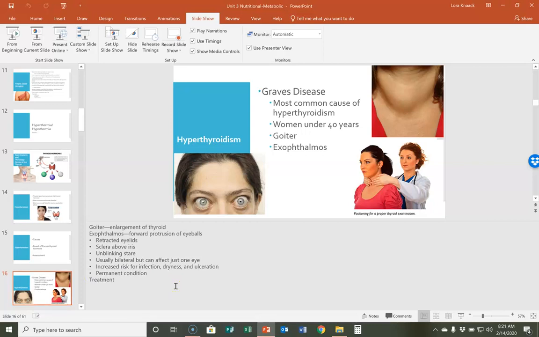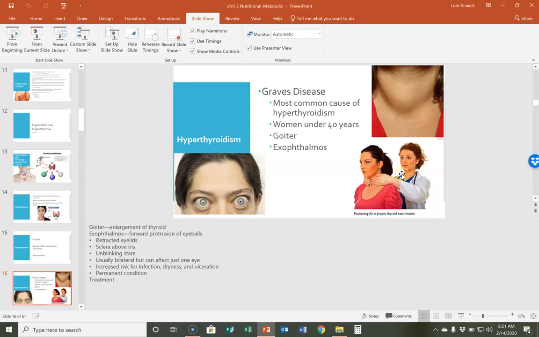Graves' disease, this is the most common cause of hyperthyroidism. This is typically found in women that are under 40 years of age. One of the key assessments with this is going to be a goiter. So a goiter is this enlargement in the neck. Okay, this is not an Adam's apple. People get this confused with an Adam's apple. This is not that. This is the thyroid actually has enlarged so much around that trachea that we can see it bulging from the neck.